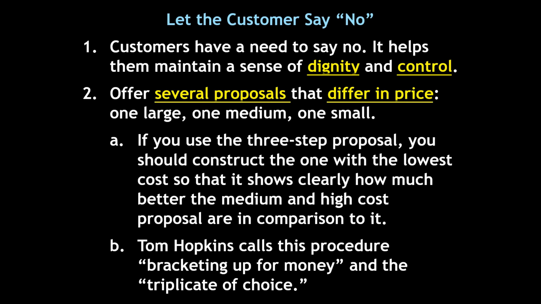Now, if you use the 3-step proposal, you should construct the one with the lowest cost so that it shows clearly how much better the medium and high cost proposals are. Kind of like what we were just talking about. The more that you invest, the more that you should be able to benefit from said investment. Tom Hopkins calls this procedure bucketing up for money and the triplicate of choice.